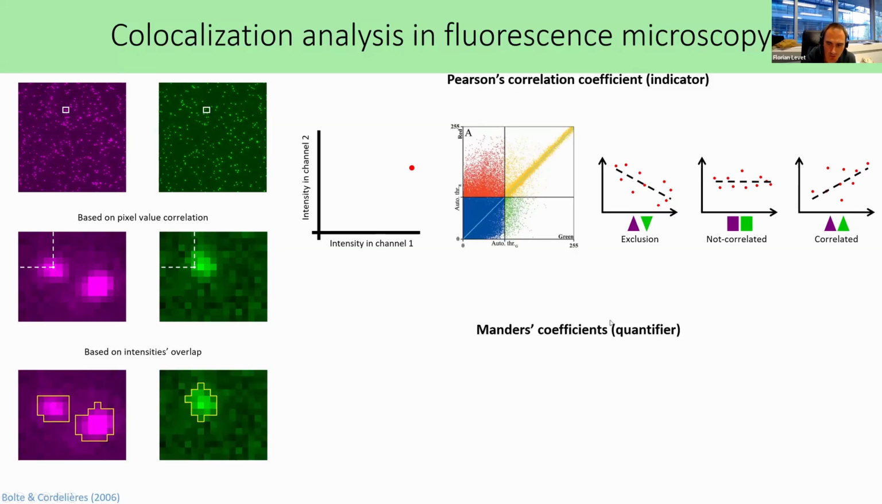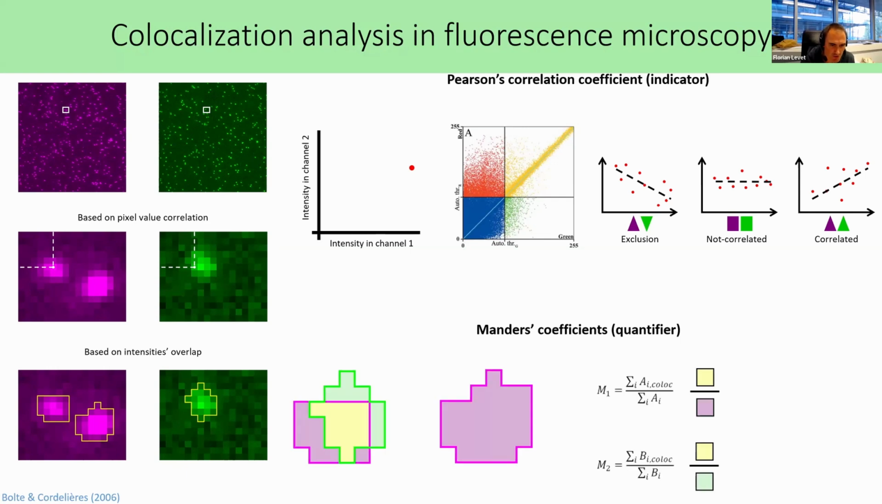Another way is to use Manders' coefficient, which is more a quantifier of the colocalization, while the Pearson correlation coefficient was an indicator. So the Pearson coefficient is really good when you are comparing different conditions. And in the case of the Manders, you have really a quantification of the colocalization. In this case, you need to apply a threshold for the Manders in order to do some kind of selection of the region of interest in your image.